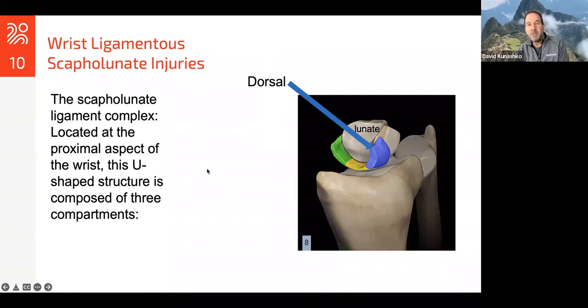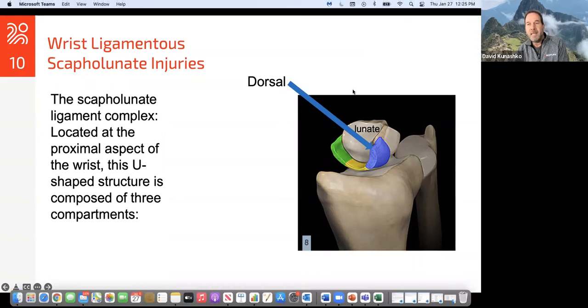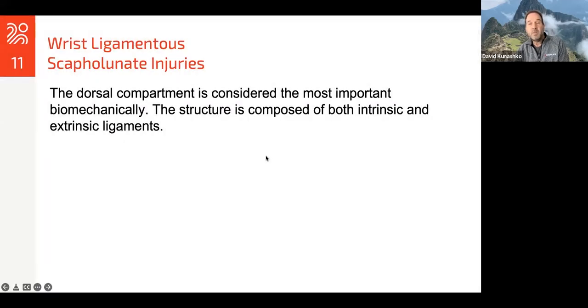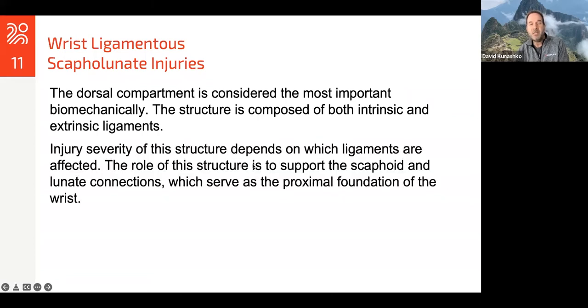The most prominent section is the dorsal section. It's the thickest section as well, and it has intrinsic and extrinsic fibers or layers to it. Then there's a proximal layer, and then there's a volar or palmar layer as well. The dorsal compartment, as I mentioned, is the most important biomechanically, and it's quite thick, so it has internal and external portions of this ligament. Which parts of the ligament are injured can determine the severity of the actual injury itself.